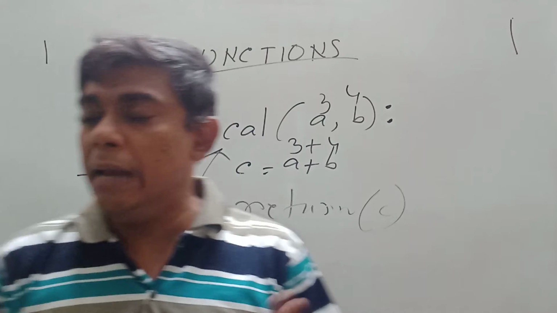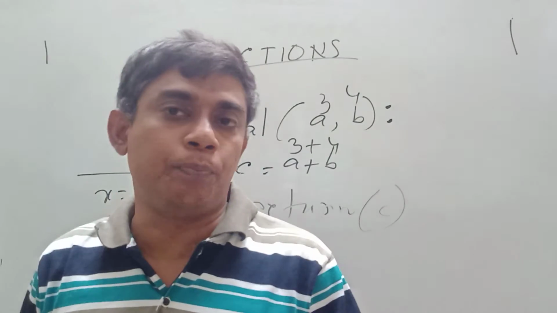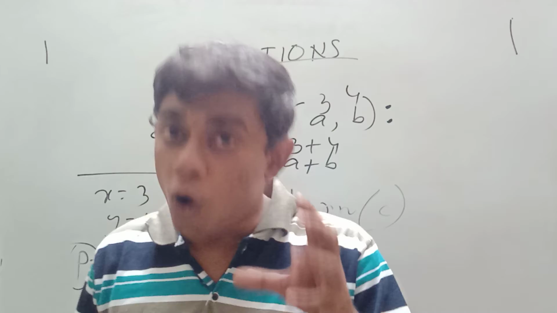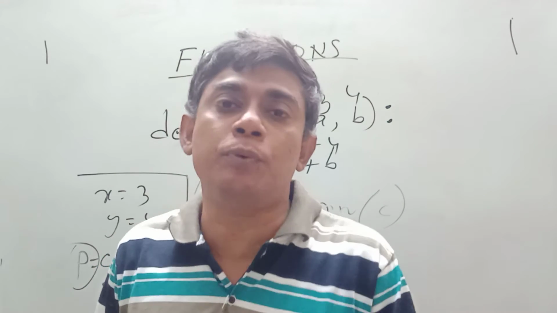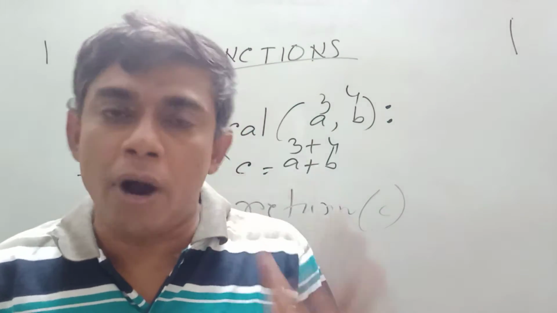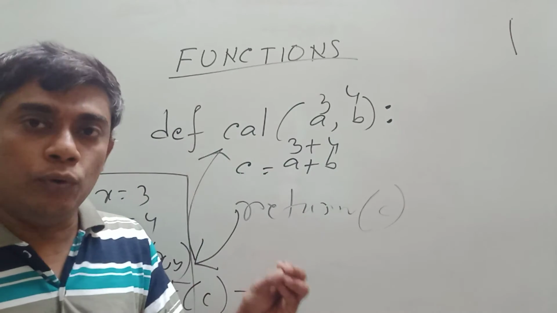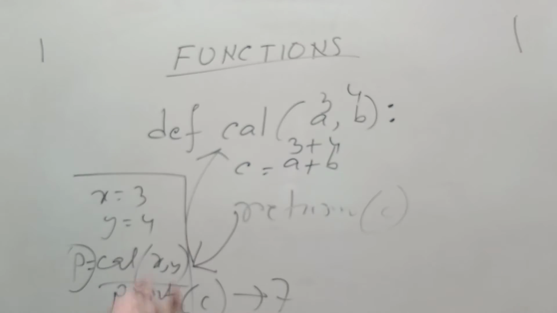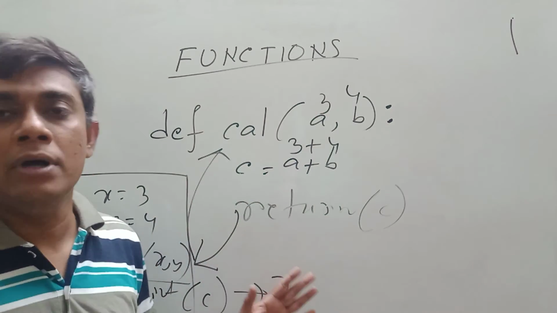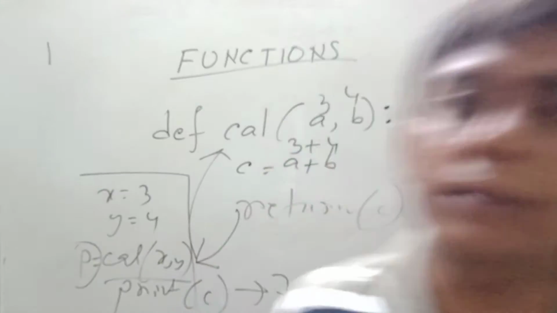Understood? So whenever we write a function, either we can print the output inside the function body or we can return the output at the calling statement. Understood? If you want to use the output in the main function, then we return the value. Otherwise, we print the value inside the function body.